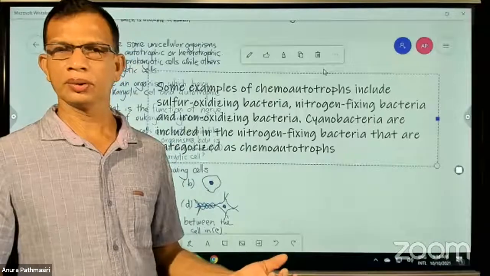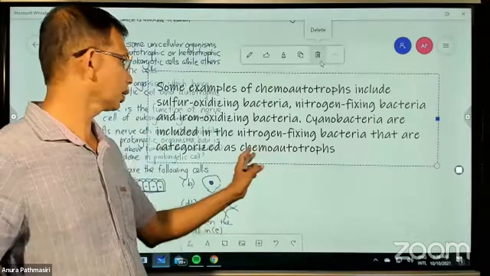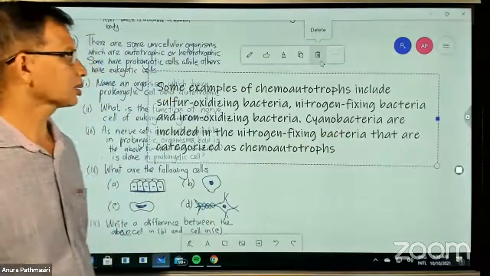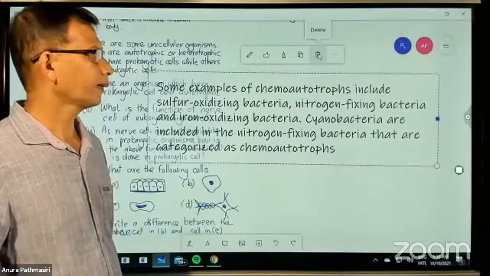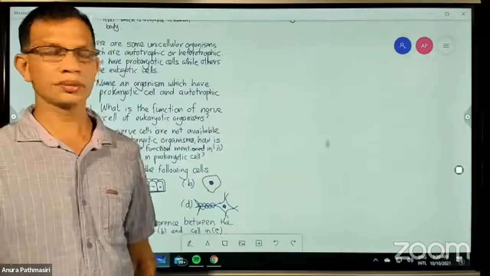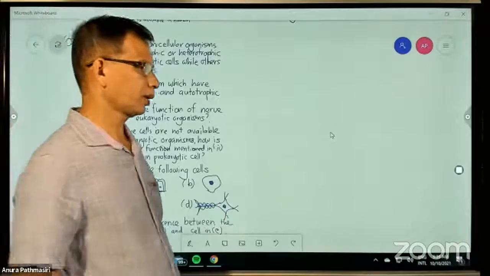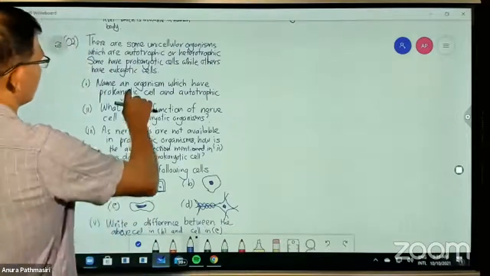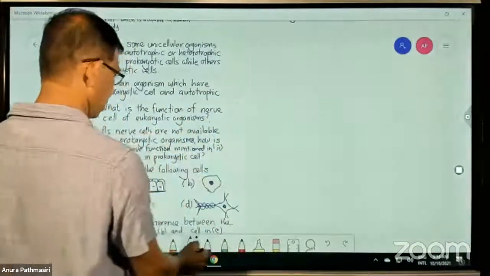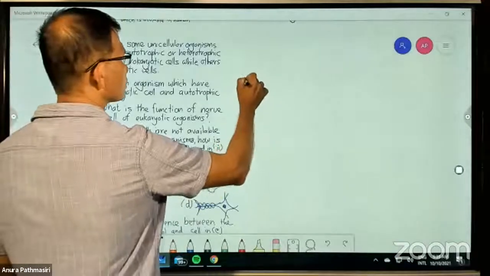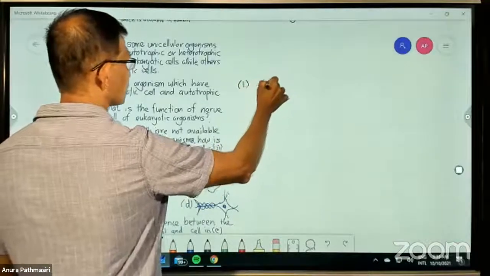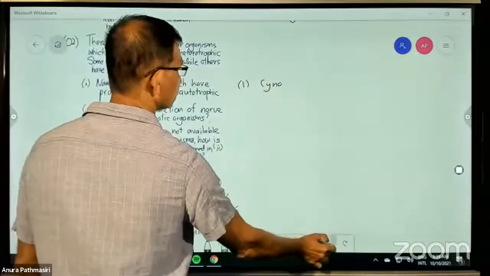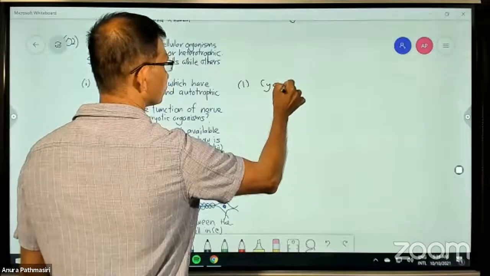So what you can write is cyanobacteria. Check the spelling: cyanobacteria. Cyanobacteria, correct. And nitrogen fixing bacteria like rhizobium. You can write anything from there. So what is your answer? Name an organism. So the answer is cyanobacteria.